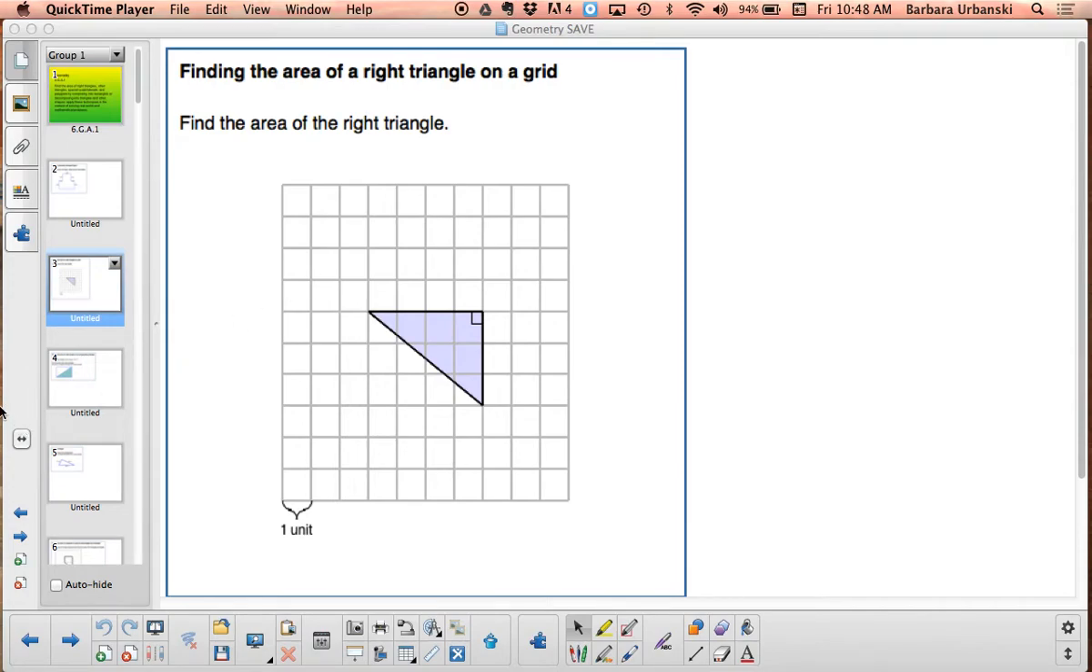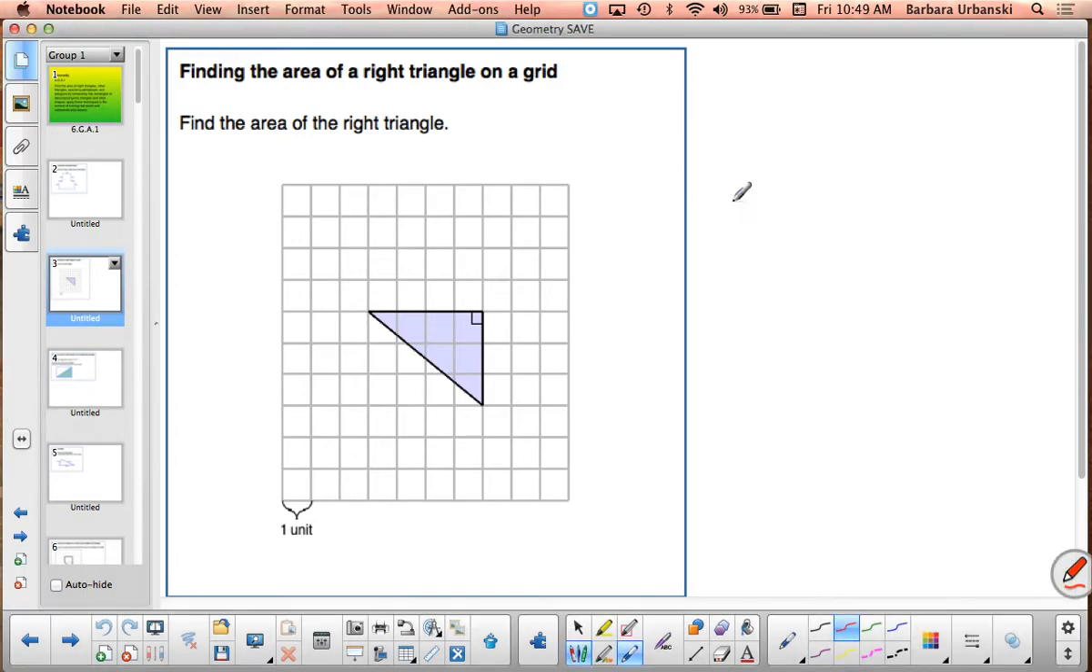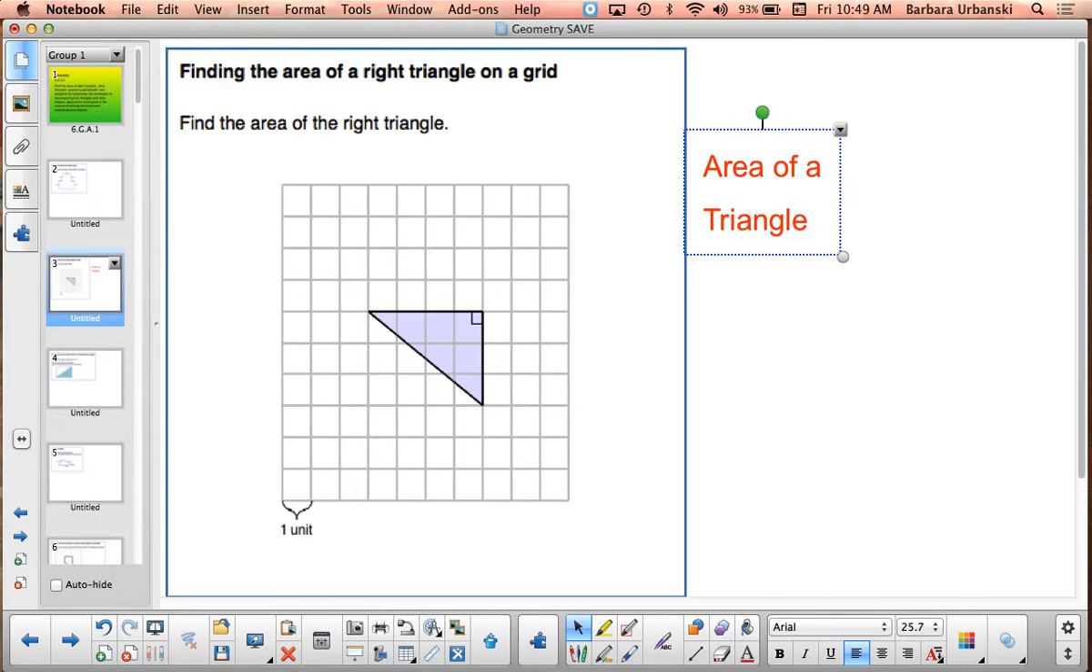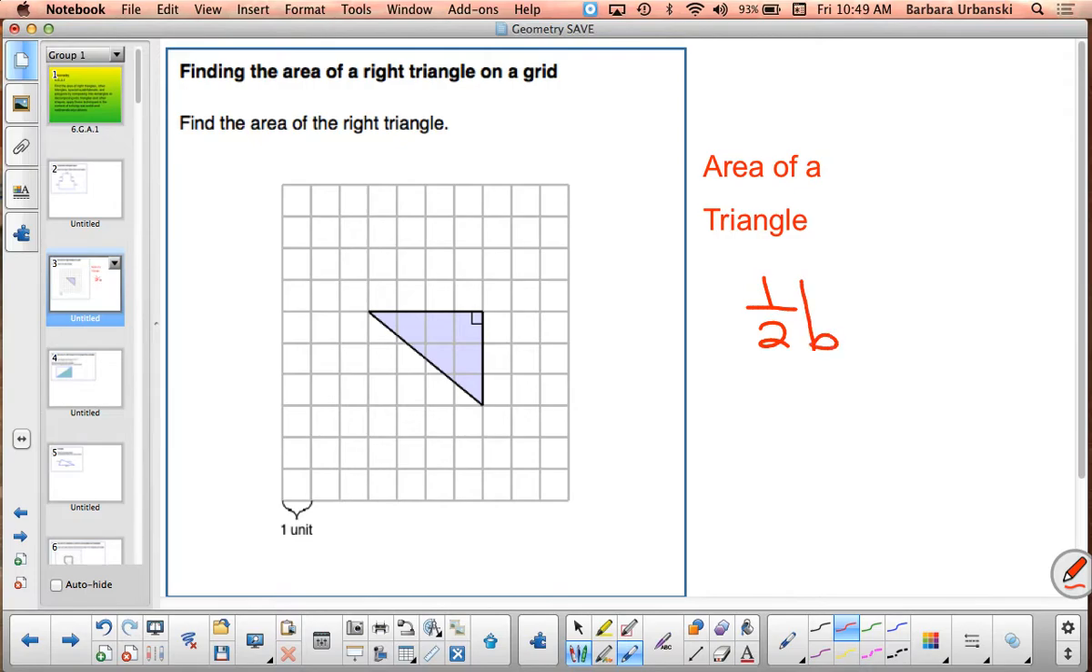Okay, the next lesson that we're going to look at is finding the area of a right triangle on grid paper. First of all, we have to understand when we are looking to find the area of a triangle, the formula is going to be to take 1/2 the base times the height, or sometimes they'll just say base times height and they'll divide it by 2.